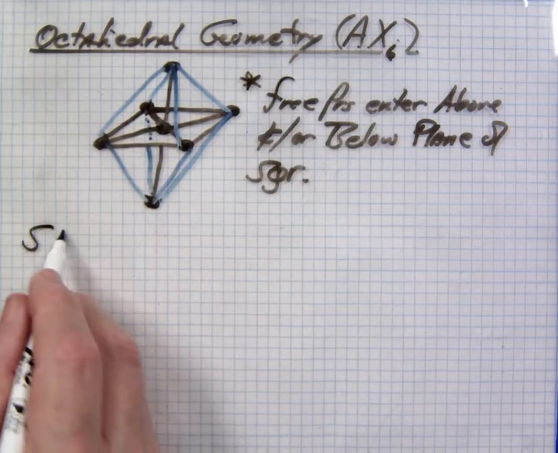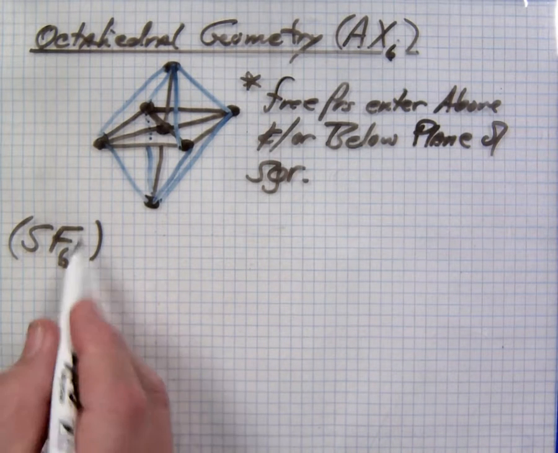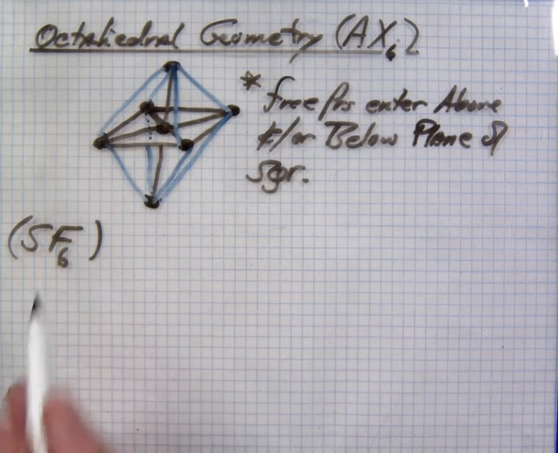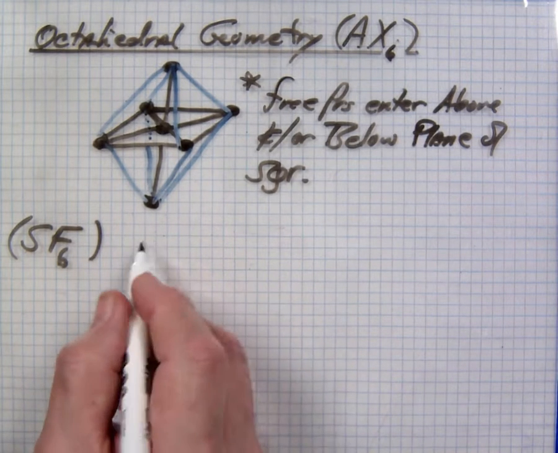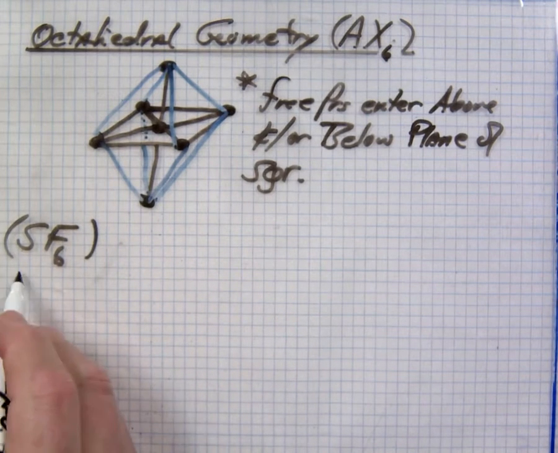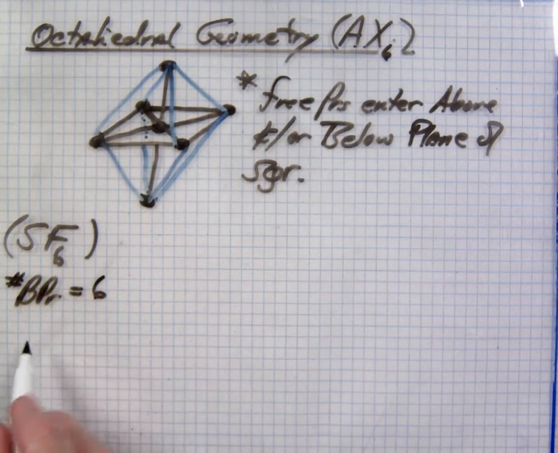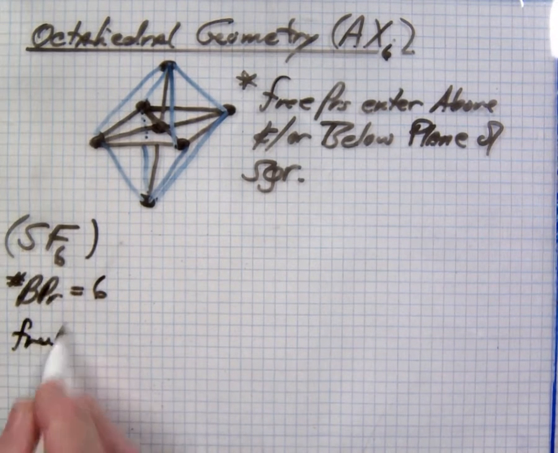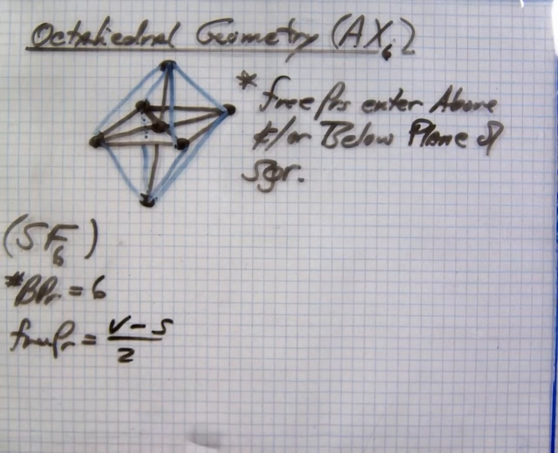So SF6 would be our first example. We look at this as an AX6 possibility, or AX6 with free pairs. Your number of bonded pairs, of course, is 6. So your free non-bonded pairs is valence minus substrate over 2.